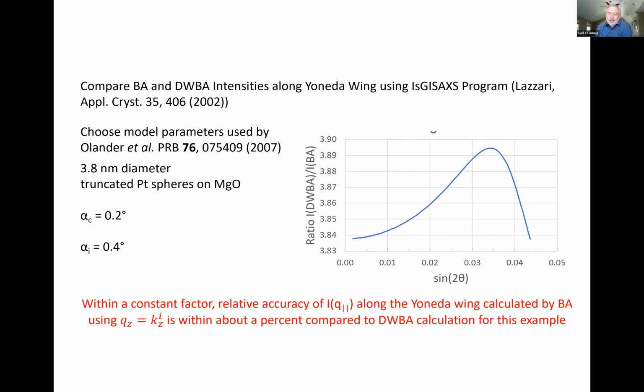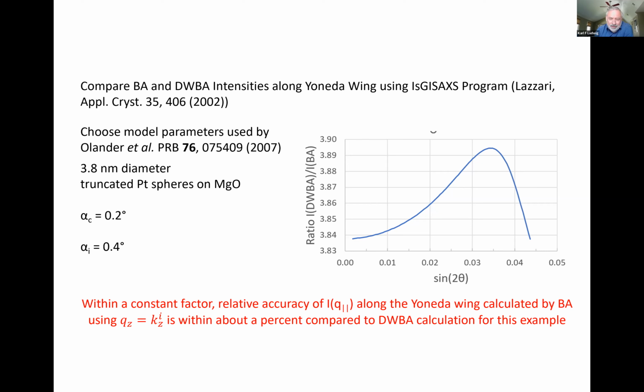So if you turn to a standard program for calculating GISAXS, and I put in parameters that were used, for instance, in this paper by Operando et al., 3.8 nanometer diameter truncated platinum spheres on magnesium oxide, critical angle is 0.2 degrees. If you go in at 0.4 degrees and look at the ratio of what the DWBA predicts compared to just a Born approximation, looking in QY along the Yoneda wing, they're very close. They're within 1% or so of each other.